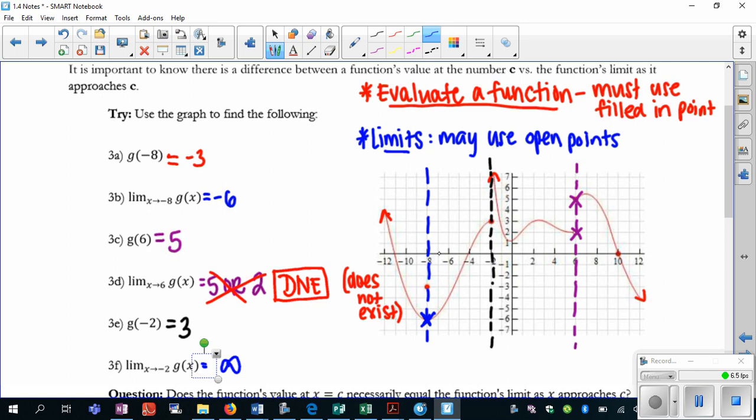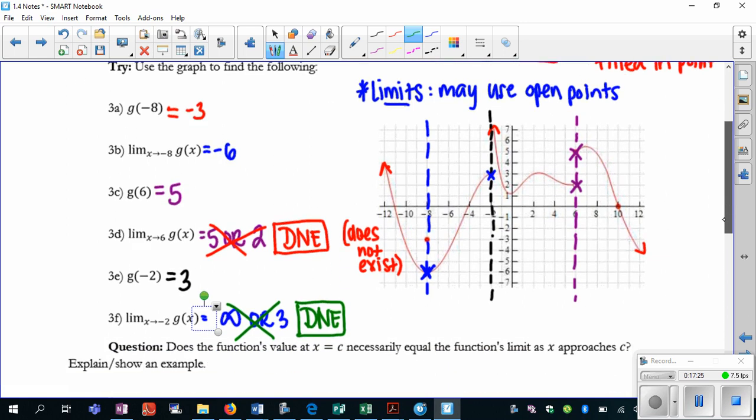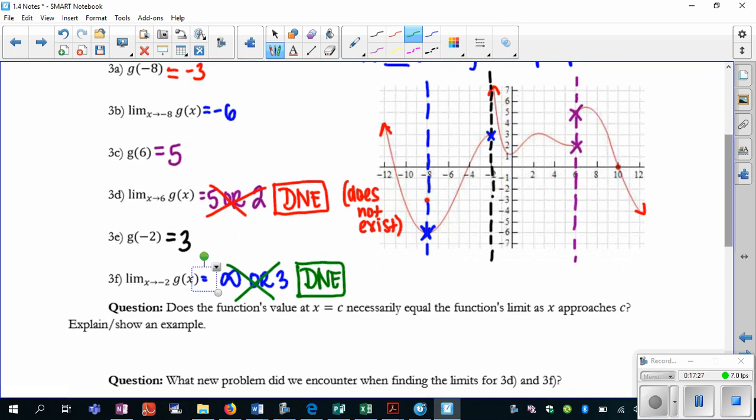And then from the left-hand side, as we approach -2, the y value is right here. It's going to be at 3. So again, we have one side doing one thing, the left-hand side doing something else. So we would cross this off, and again, this would be a does not exist situation because our limits from the right-hand and the left-hand side are not agreeing.